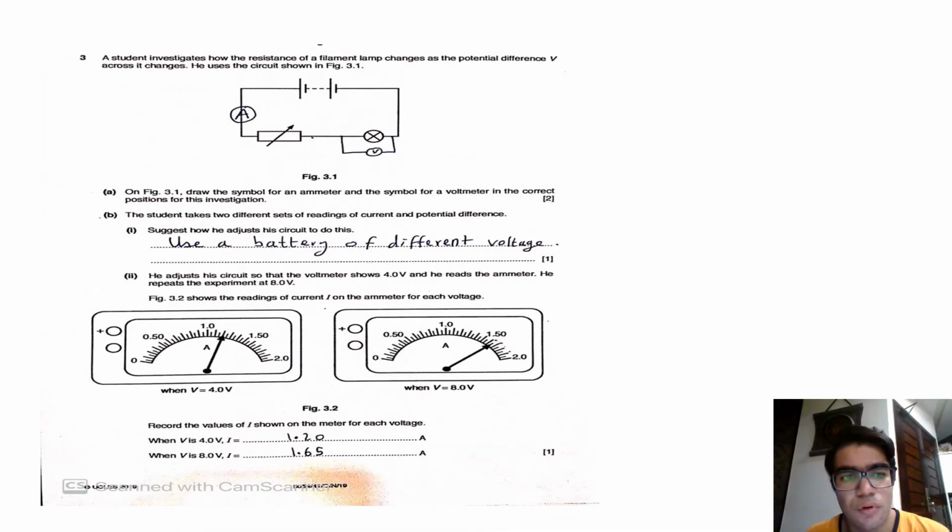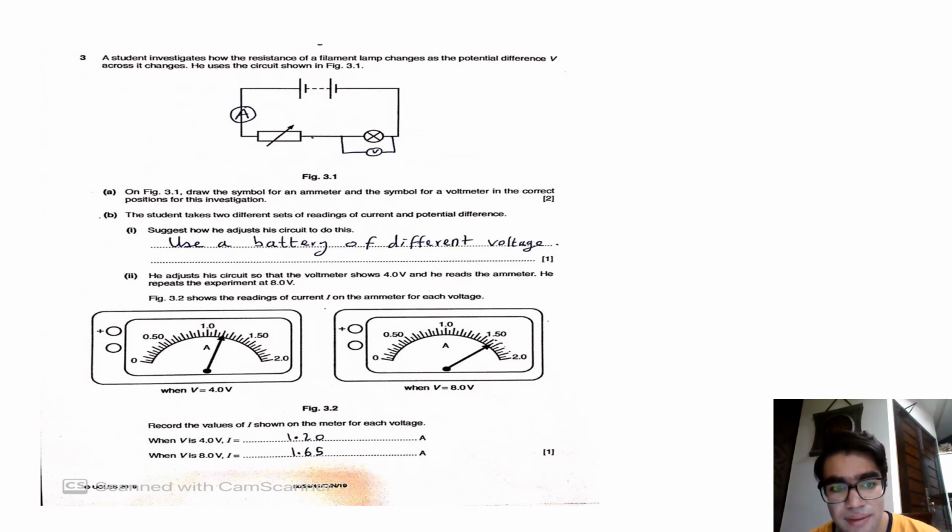Okay, let's move on. Here we have Question 3. A student investigates how the resistance of a filament lamp changes as the potential difference V across it changes. He uses the circuit shown in figure 3.1. On figure 3.1, draw the symbol for an ammeter and the symbol for a voltmeter in the correct positions for this investigation. The student takes two different sets of readings of current and potential difference. Suggest how he adjusts his circuit to do this.